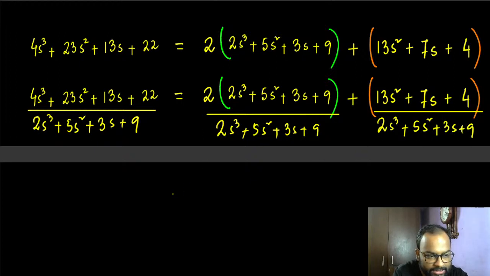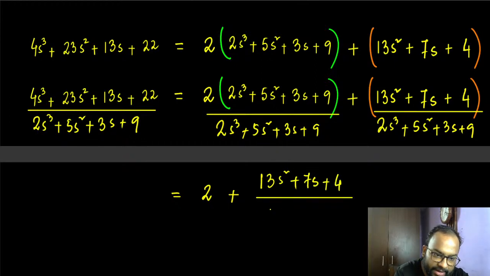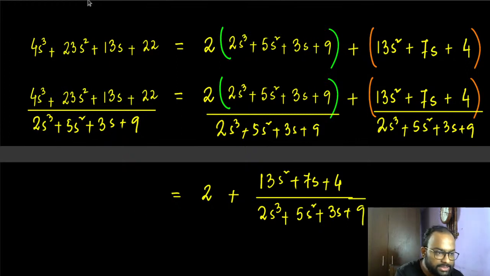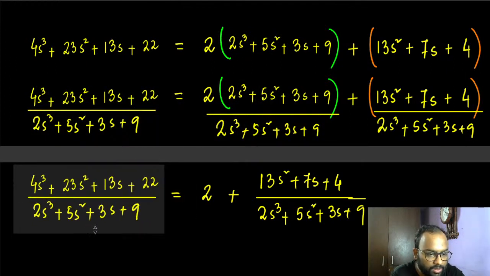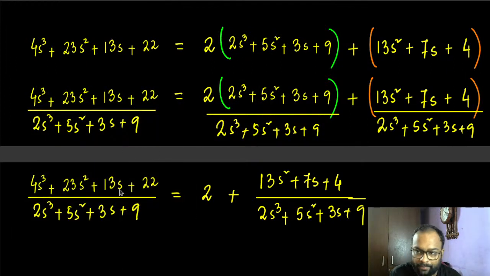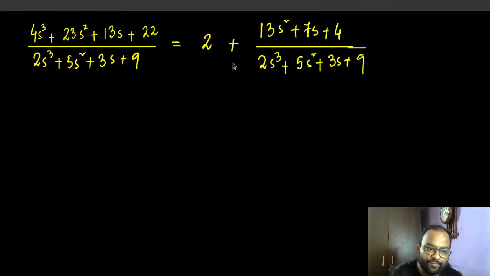So this is actually just equal to 2 plus 13s square plus 7s plus 4 divided by 2s cube plus 5s square plus 3s plus 9. So this is it. Now this is the transfer function for which we wanted to figure out the equivalent state space model. Now what kind of representation is this? This is the parallel representation.